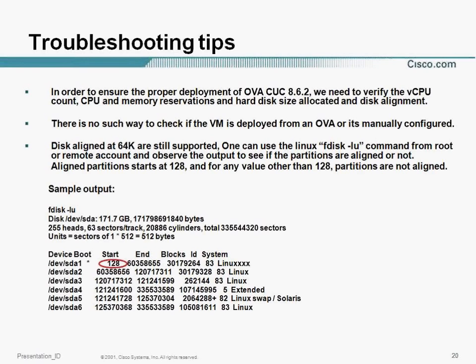Here is an example to show the sample output of the fdisk -lu command. Here you can see that the partitions are starting with the value 128, as indicated in the red circle.